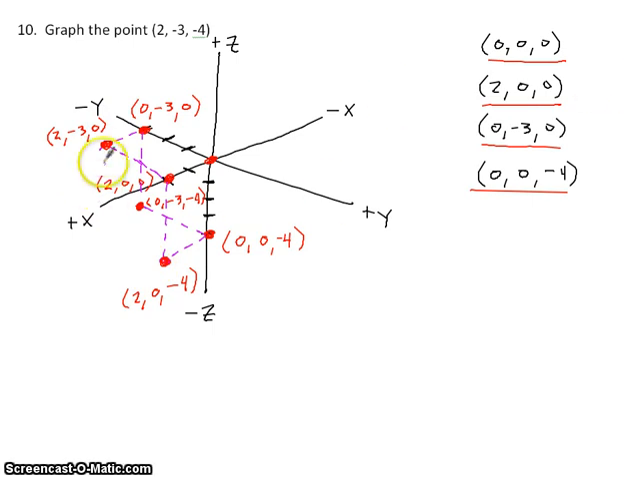I can make the rest of my rectangular prism by going down parallel to Z. From here I'm going to go out parallel to Y. From here I'm going to go out parallel to X. And that gives me my point there, which is 2, negative 3, negative 4.